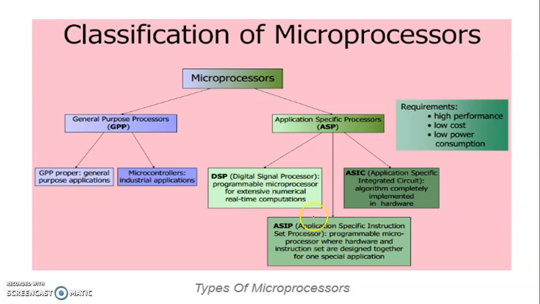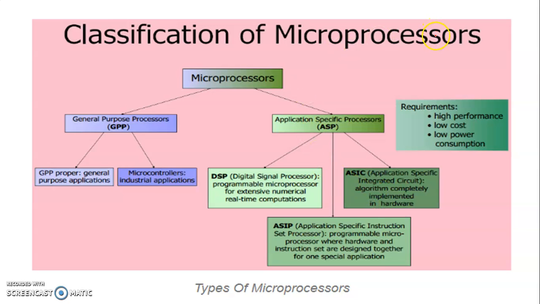In the first one we can do a simple calculation. Next, you are doing the hardware and instruction set together for one special application. ASIC, application specific integrated circuit, it is for the algorithm.